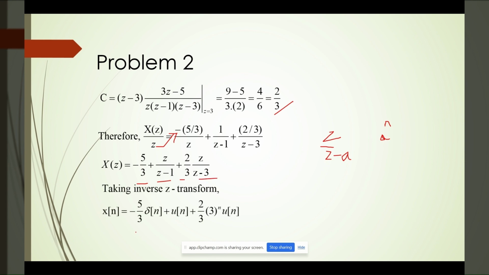Can you understand? Minus 5 by 3, it is 1. So it is like impulse function delta of n. Here u of n will come. 1 power n into u of n is nothing but u of n. 3 power n into u of n. I think you got an idea on this problem.